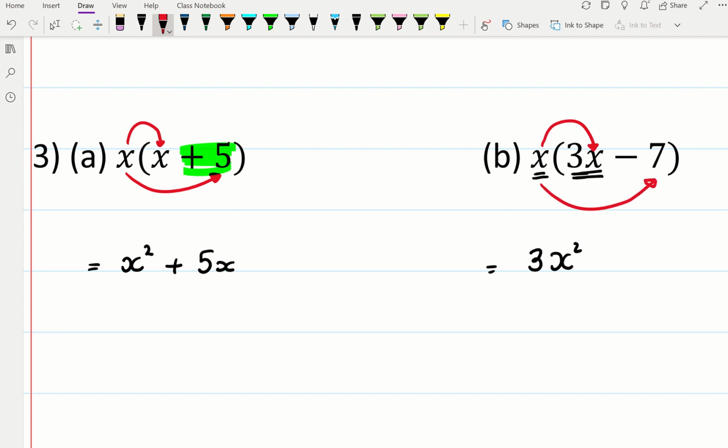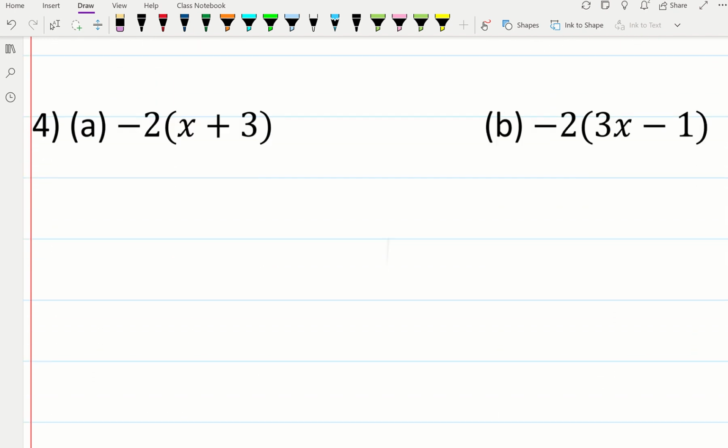And then it's x times negative 7. So the answer has to be a negative because that's a positive. It's a 1 times negative 7, negative 7x. So it's a negative 7x.